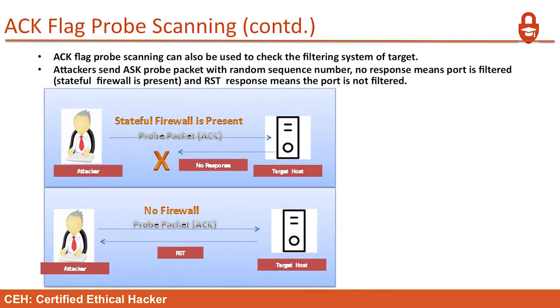ACK flag probe scanning continued. It can also be used to check the filtering system of a target. Attackers send an ACK probe packet with random sequence numbers. No response means the port is filtered, so they're using a firewall. And a reset response means the port is not filtered. So here's an example of it.